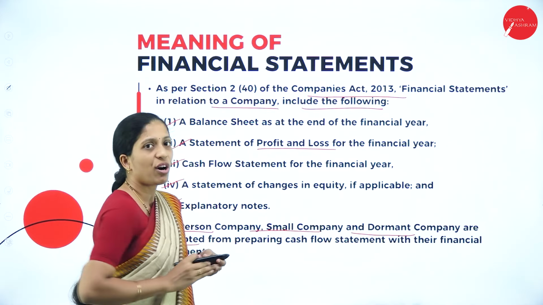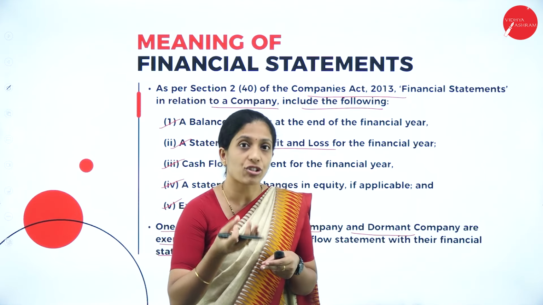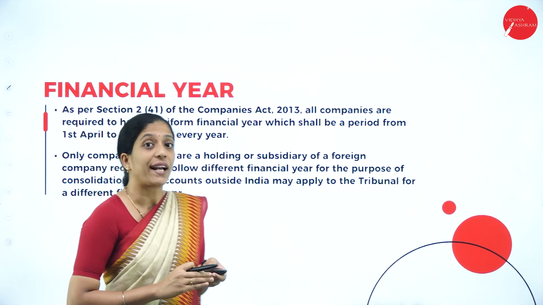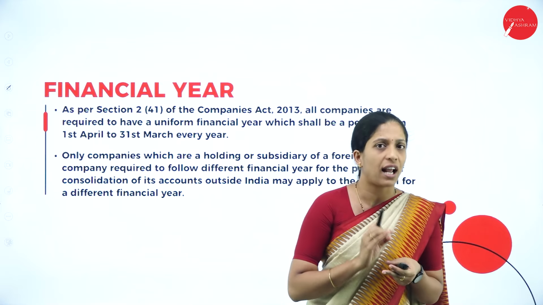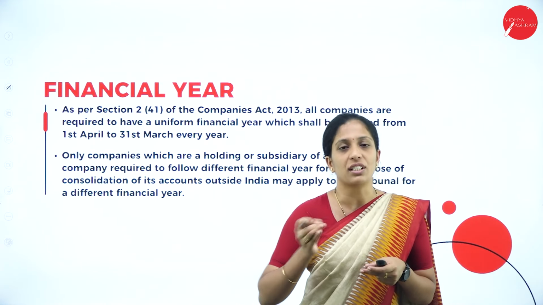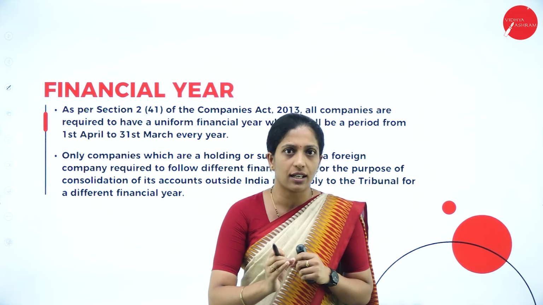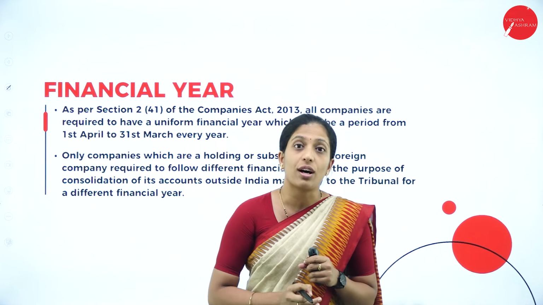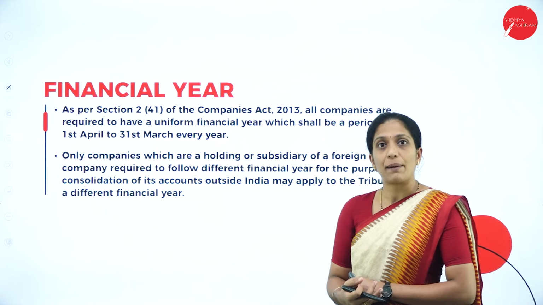So hope you are clear about what is included under the Companies Act 2013, and what the financial statement actually means. Now let us see the next concept, that is financial year. Normally, till now you have learned that the financial year consists of 12 months, starting from 1st April to 31st March. Whereas if the organization follows the calendar year, then the financial year starts from 1st January and ends on 31st December. Now let us see what the financial year is as per the Companies Act.